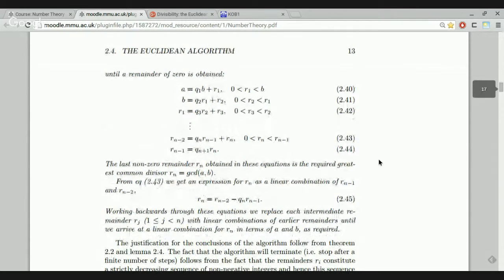Well, we just imagine the integer divisions with remainder. You divide a by b, and you get a small remainder. The remainder is strictly less than b. I'm assuming a and b are both positive numbers.